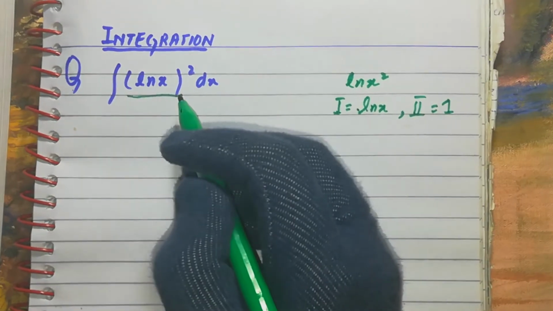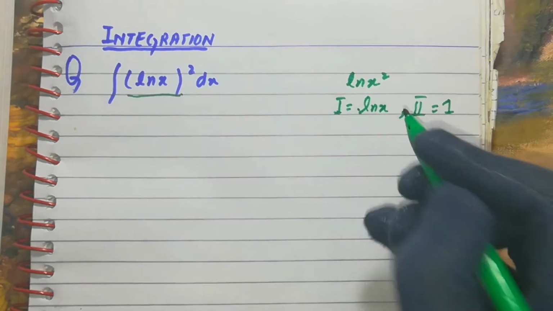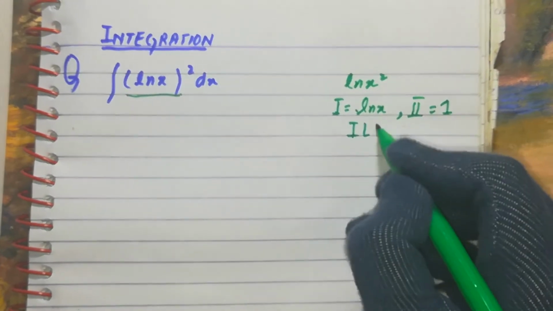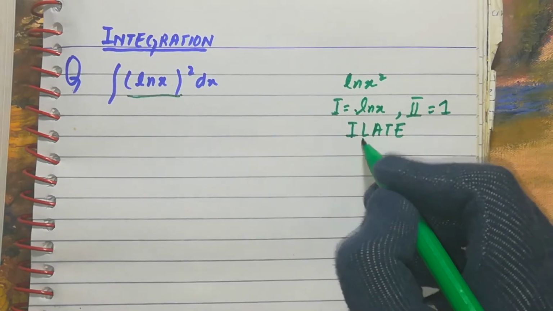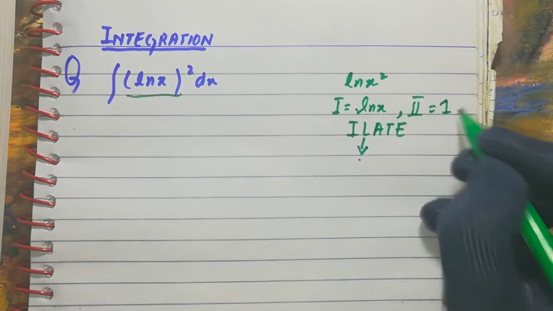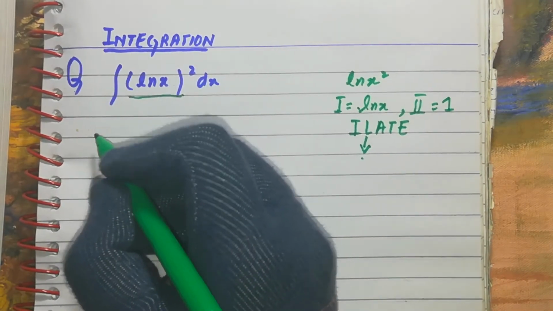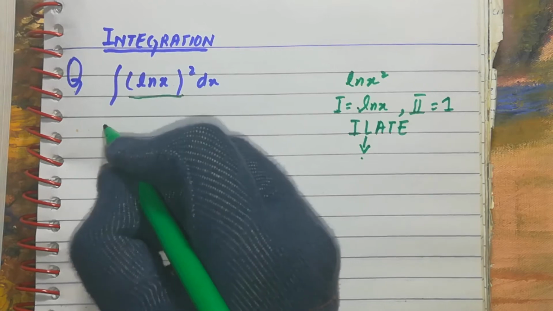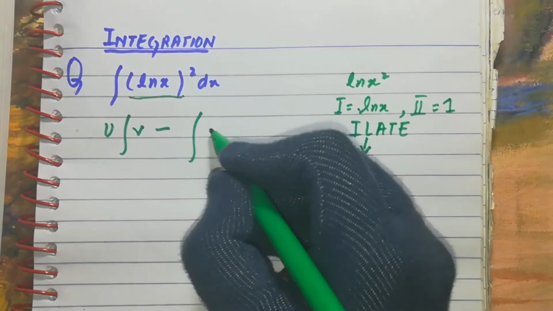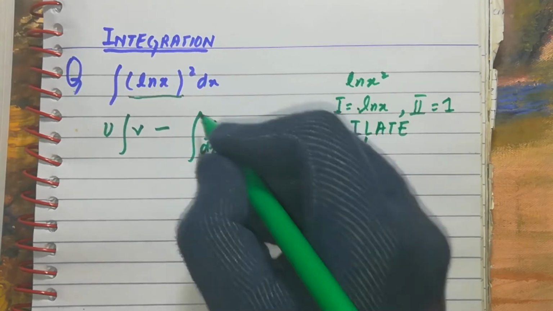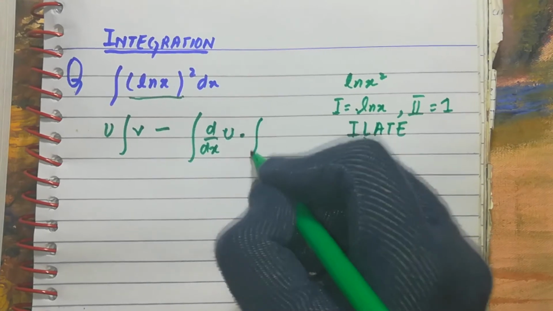So the integration by parts formula, as I have described in my previous videos. We take the first function and second function by the ILATE rule. That means the first function is not inverse, but the second is logarithmic, so we take natural log of x as the first function. The integration by parts formula: u times the integral of v, minus the integral of the first derivative times the second integration.